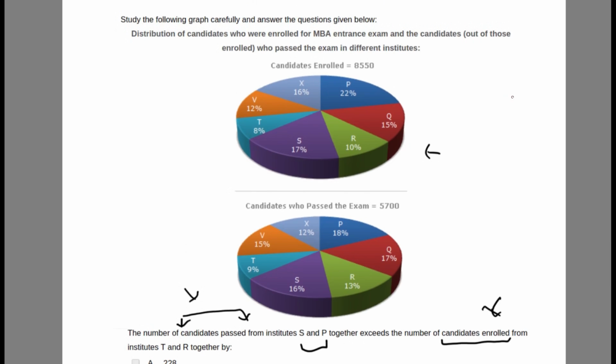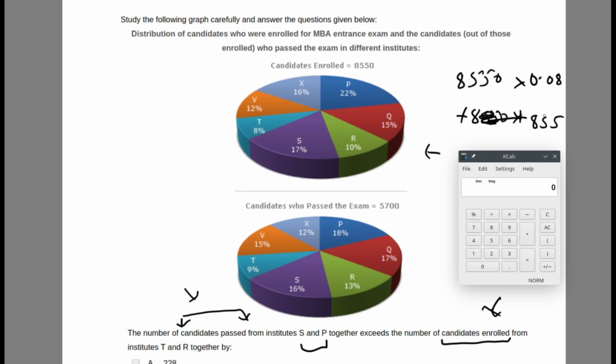Next is candidates enrolled. This is 8550 into S, which is 8%, 0.08, plus 8550 into T and R, right? 10%, which is 855. So 8550 into 0.08, 684, plus 855.